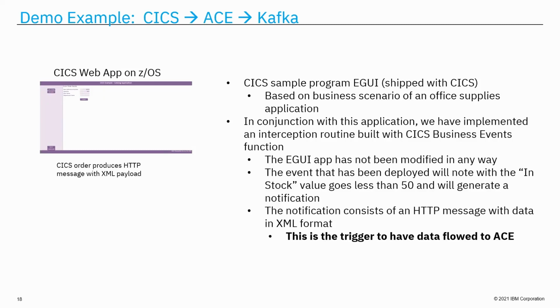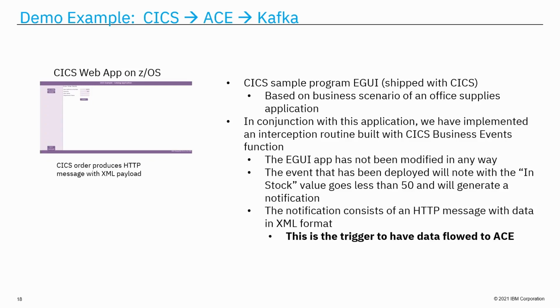And so what that allows me to do is I don't have to modify the eGUI application in any way. Instead, I have created an event that's been deployed that will note when the in-stock value goes to less than 50 for a particular item in our office supplies catalog, and will generate a notification. So if any item in my office supplies goes below 50, the Kix business event that I have deployed is going to automatically generate an HTTP message with data in the XML format. And this is the trigger to have the data flow into ACE.